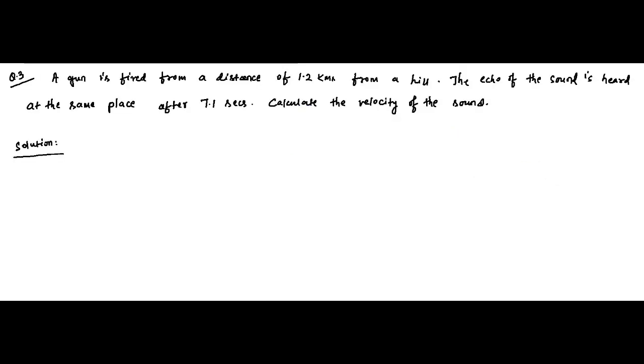So here is another question on basic description of motion. Here it is given that a gun is fired from a distance of 1.2 kilometers from a hill, and the echo of the sound is heard at the same place after 7.1 seconds. Calculate the velocity of the sound.